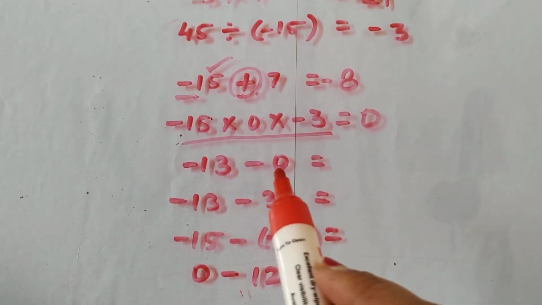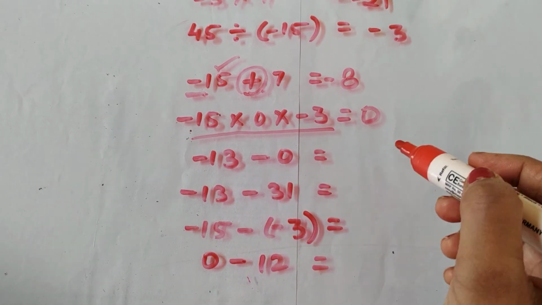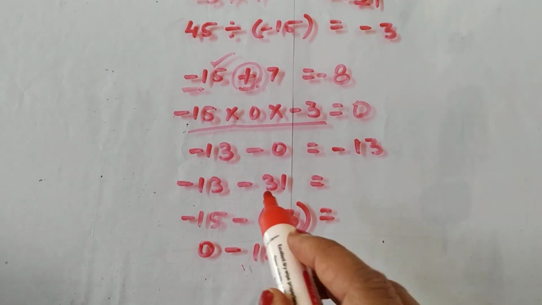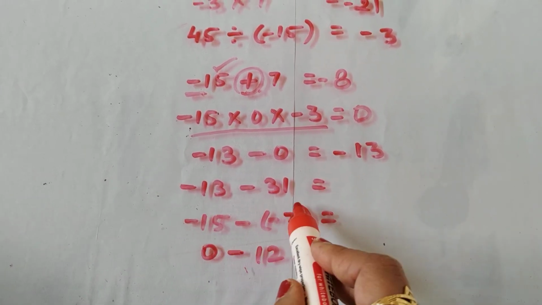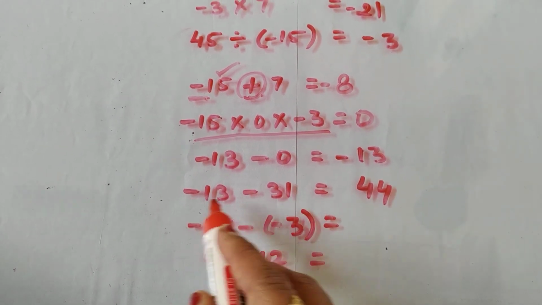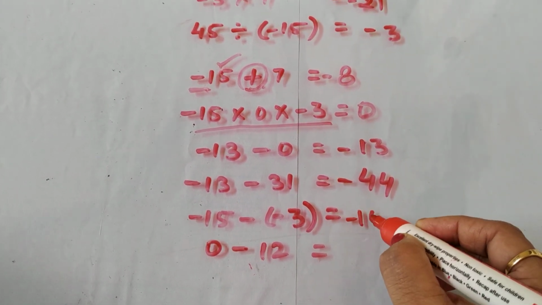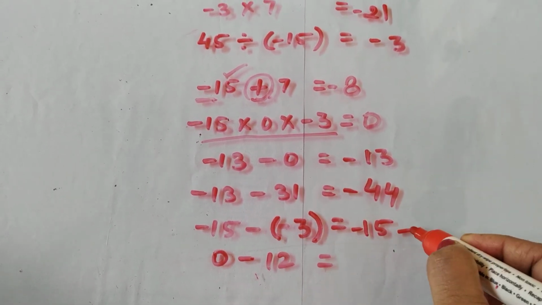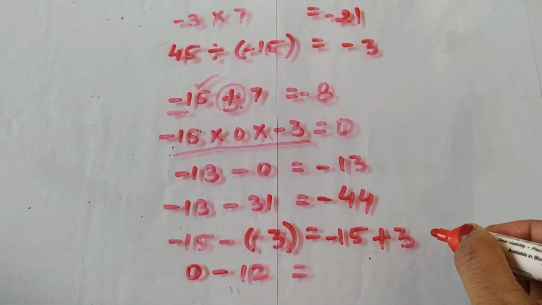Now minus 13 minus 0, both are the same sign, we just add the numbers. 13 plus 0, 13. What is the common sign? Minus. Both are the same sign, so we add, no other sign is there, so 13, and the common sign is minus. Now minus 15, the bracket sign shows multiplication, minus times minus 3, minus into minus gives plus, so minus 15 plus 3.